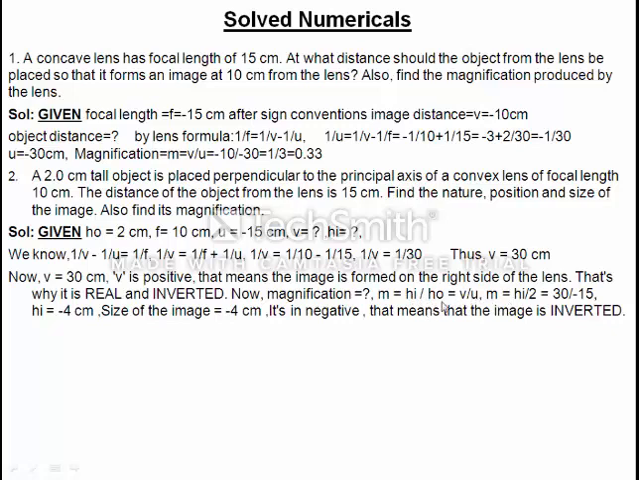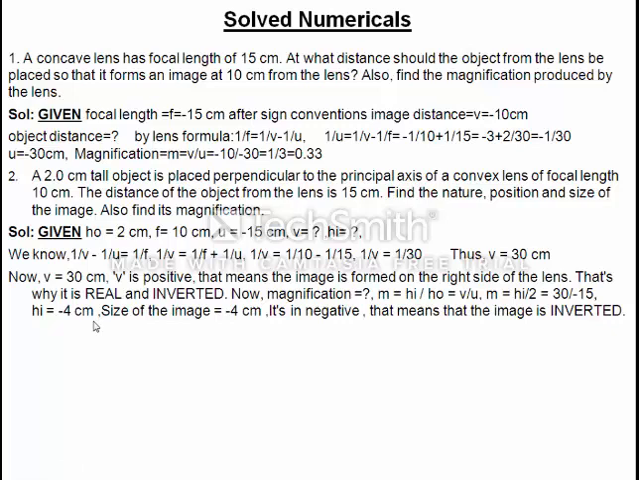So M is HI upon, in place of HO what is given, 2 centimeter, is equal to V, which is given as 30. U is given as minus 15. So minus 15 and 30 will cancel, then it will become minus 2. So HI will be minus 2 into 2, so HI will be minus 4 centimeter. Means the height of the image, or size of the image, is minus 4 centimeter. Minus is indicating that the image is inverted.